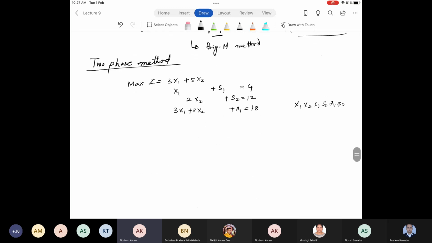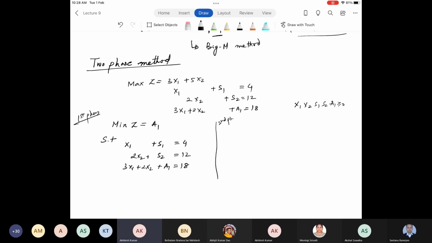So in the first phase, we will define two optimization problems. One will be minimize g equals a1. If I am able to minimize g, what is the best value g can get? It is 0. Such that x1 plus s1 equals 4, 2x2 plus s2 equals 12, and 3x1 plus 2x2 plus a1 equals 18. This is the first phase.